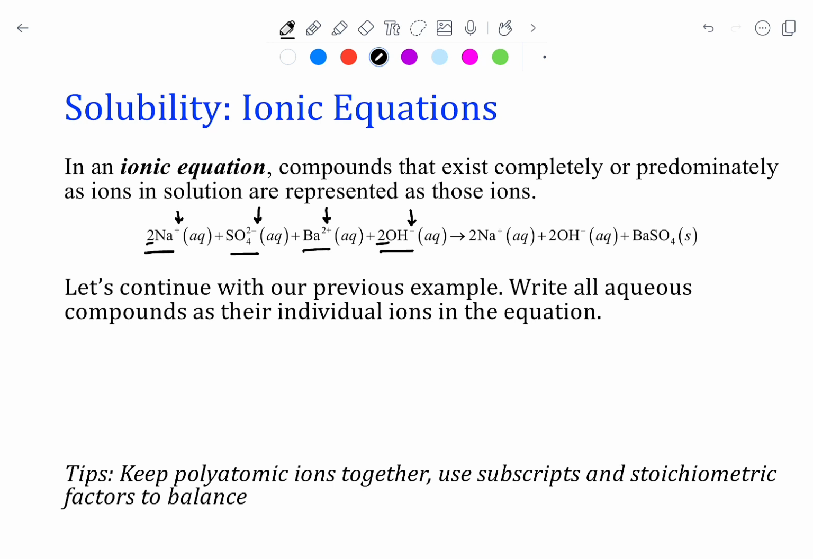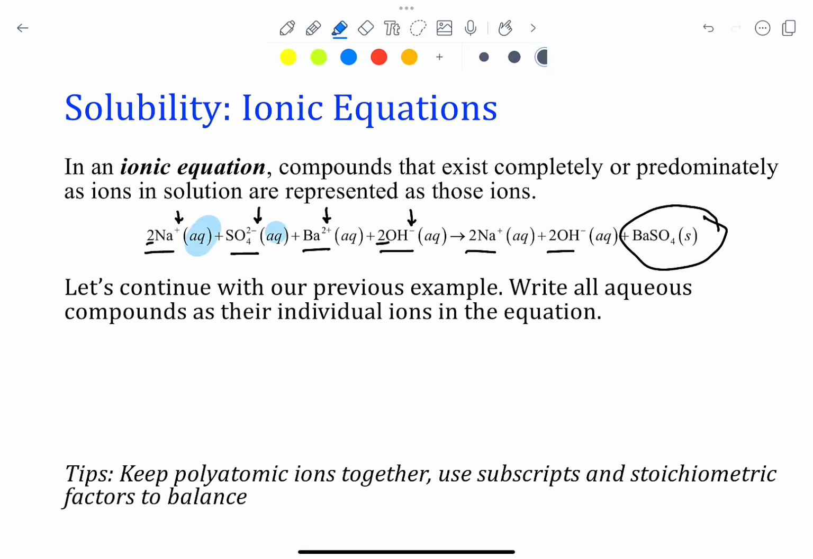We do this on both the products and the reactant side, and anything that is a solid is going to remain as a solid. We can also have it where it remains as a liquid if water is actually being formed. There are some cases where water does form as a product of that reaction, and that would remain as H2O. So we're looking for these AQs here. Anything with AQ we would represent as its individual ions.